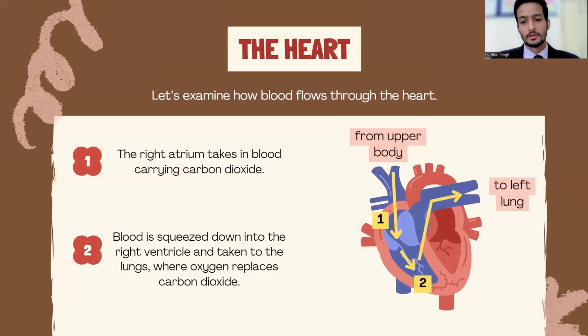The right atrium takes blood from the body. The blood is then squeezed into the right ventricle, which is just below the right atrium, and then pumped to the lungs. Students, we have to remember that the blood which heart receives from the body is deoxygenated, or the oxygen level in that blood is very low, whereas the oxygenated blood received from lungs is pumped by heart back to the body. This blood is rich in oxygen.